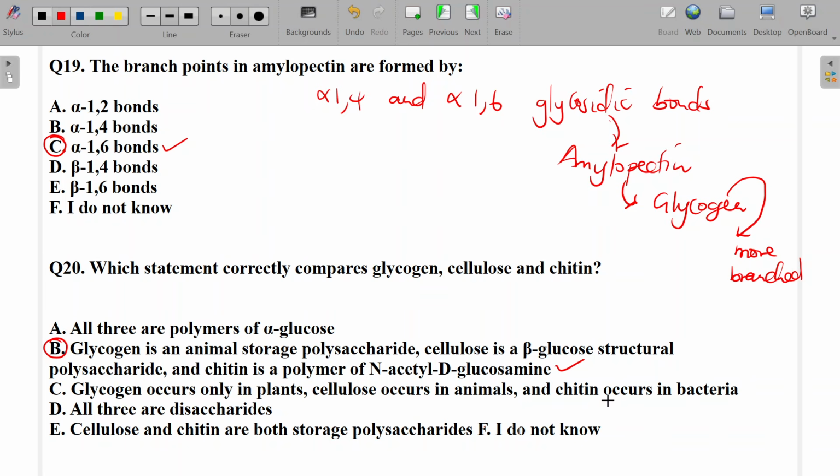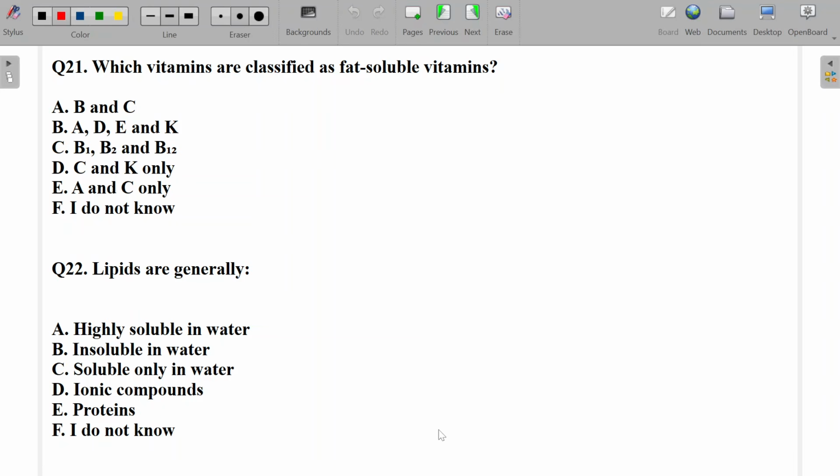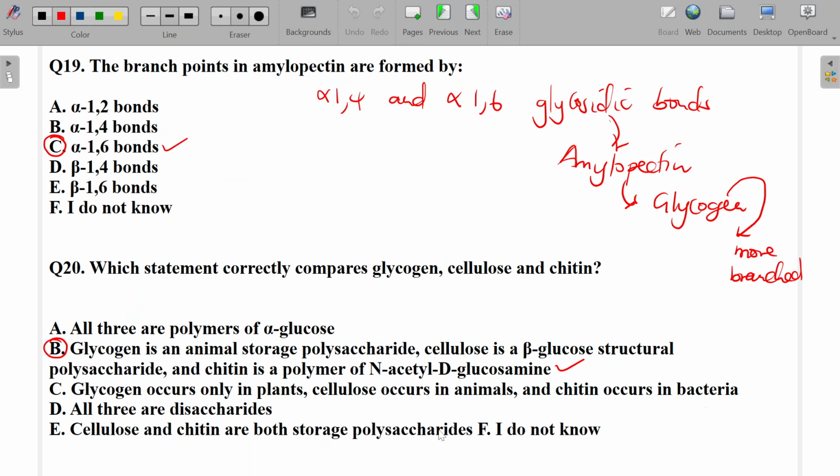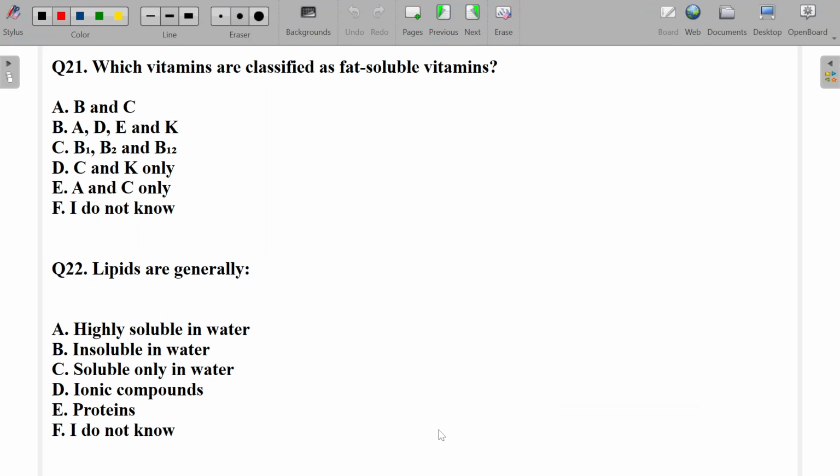No. Insects, not bacteria. Bacteria, what polysaccharide is found in bacteria? Peptidoglycan. Yes. Peptidoglycan. Okay. Don't forget. Okay. So the answer is B. Okay. Are we clear on this part? Yes, sir. Okay. So now let us move to lipids.